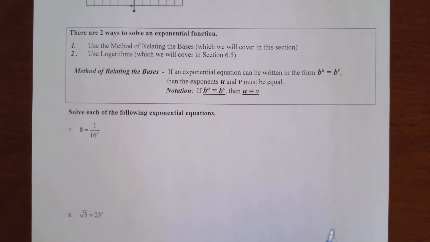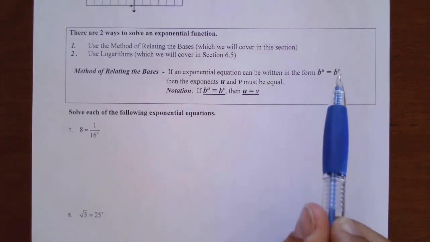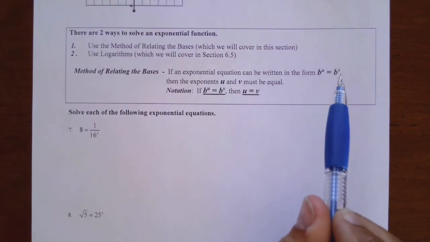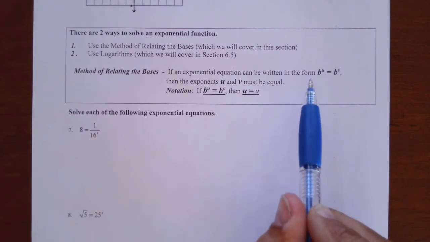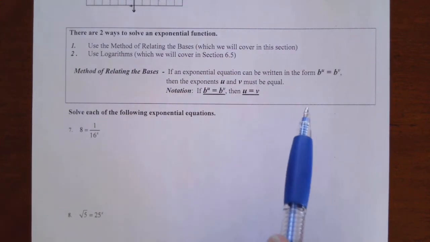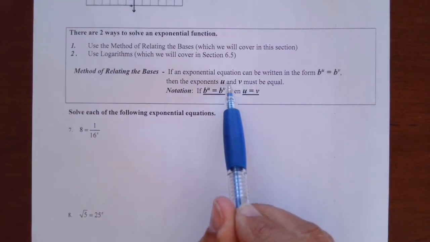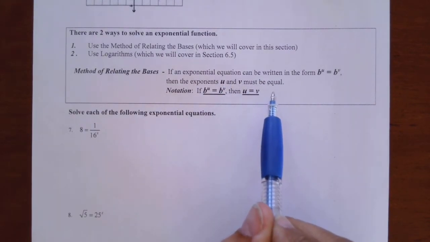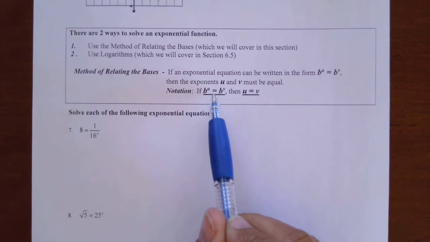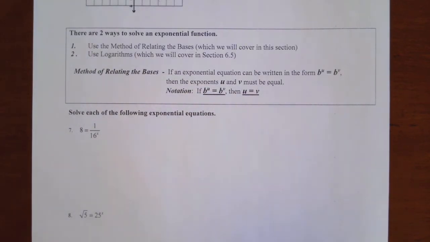Okay? All right, so if you can get the same base, if you can get your two sides of the equations to have the same base, then the exponents have to equal each other. So that's what we're going to do right now. So if we can get the same base, then the two exponents, u and v, must be equal. Okay, so we're going to go from this form to this form. All right, so let's look at that with number 7. We have to write both sides with the same base.